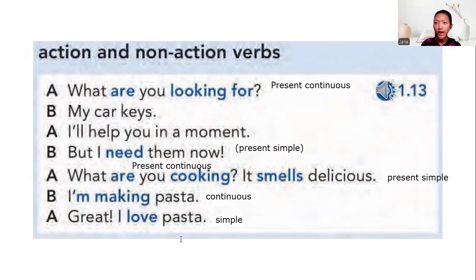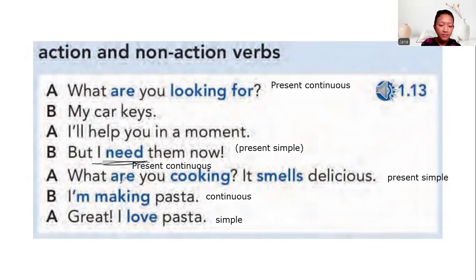Okay. Now, what are you looking for? Because we are doing things, the person B is looking for car keys at this moment of speaking, we use present continuous tense. But look at another sentence. But I need them now. Okay. But he needs them now. But why don't we say he is needing them now? Because need is a stative verb. Okay, we'll see it later.